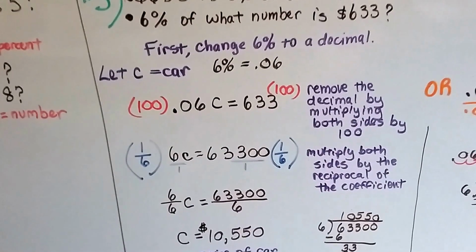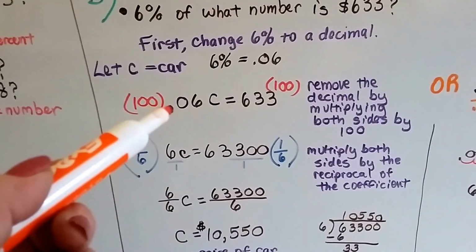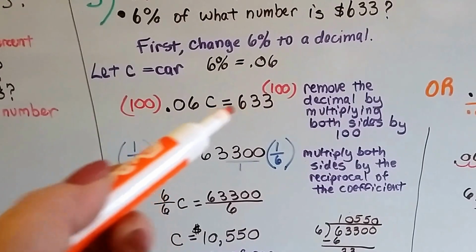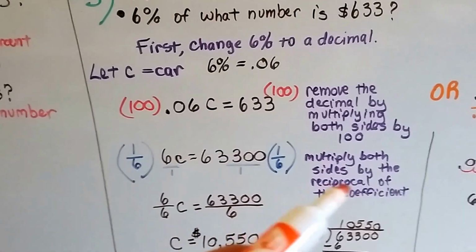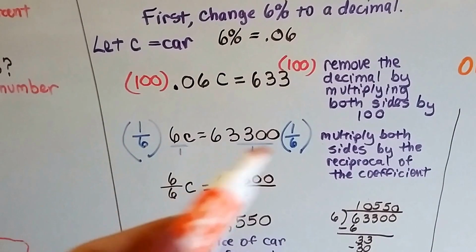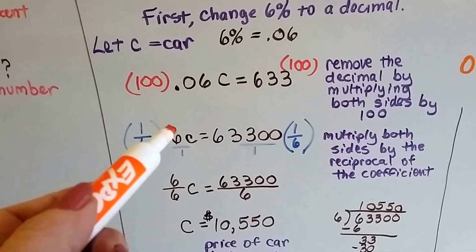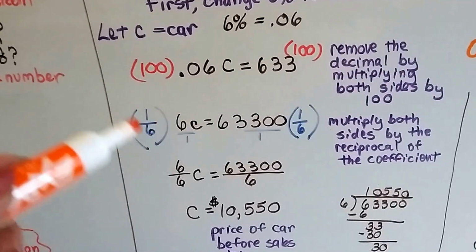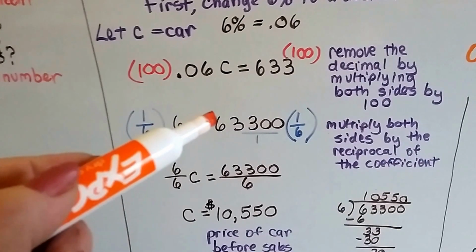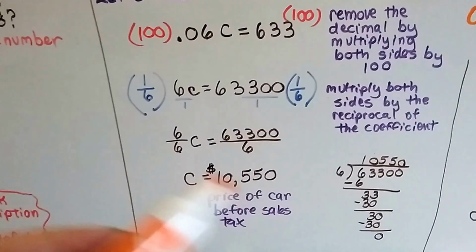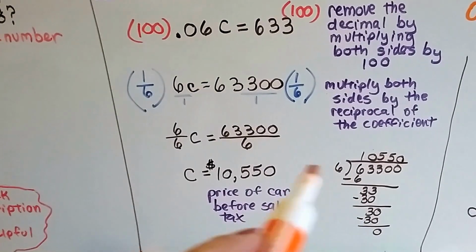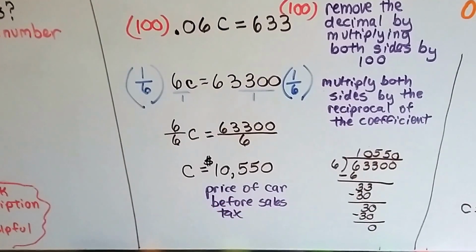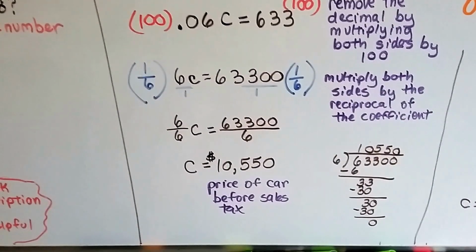We can remove the decimal by multiplying both sides by 100. That'll move this decimal point behind the 6, so we'll just have a 6c. We multiply this by 100, and we get 63,300. Now we can use the multiplication property of equality and just multiply both sides by the reciprocal of the 6 in front of c. As 6 over 1, it would be 1/6. We do that to each side, and we get 6c over 6 equals 63,300 over 6. And when we do our long division, we see that 6 can go into 63,300 10,550 times. That tells us the price of the car before the tax. See? That's what c equals.